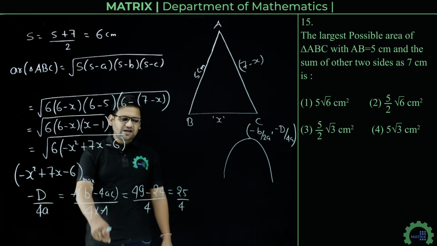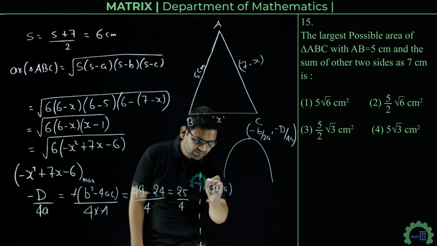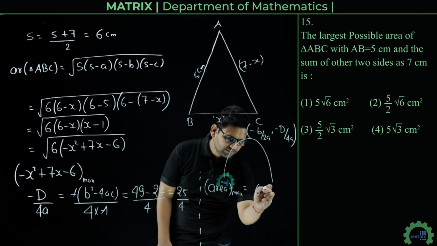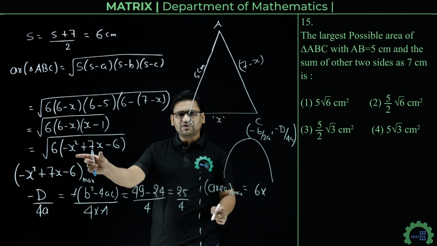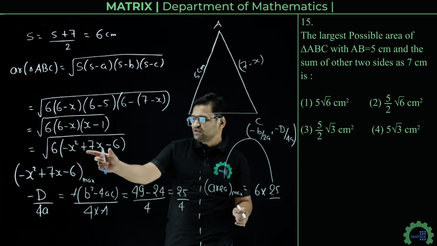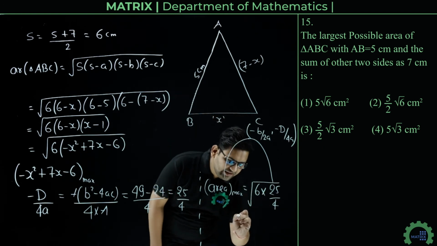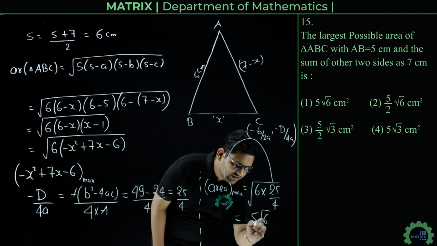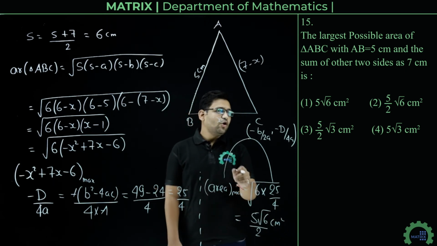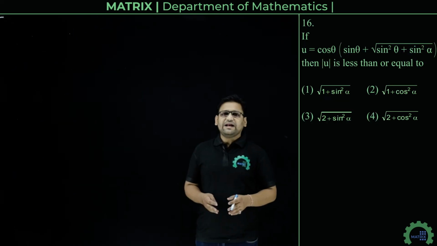So the maximum area is 6 multiplied by 25 by 4, as the maximum value of this is 25 by 4. So to maximize the area, we put this value as 25 by 4, and this whole square root. On solving this, we get 5 root 6 by 2 centimeter square, which is the maximum area of this triangle. So option number second is the correct answer. Okay, let's see the next question.